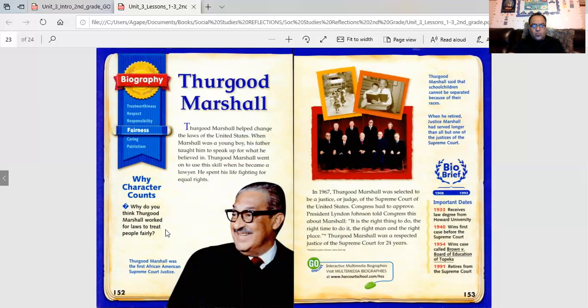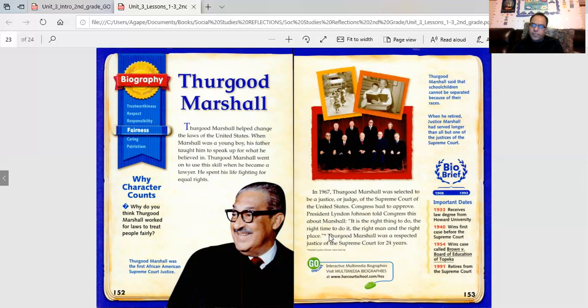Why do you think Thurgood Marshall worked for laws to treat people fairly? Reading that: Thurgood Marshall was the first African American Supreme Court justice. In 1967, Thurgood Marshall was selected to be a justice, or judge, of the Supreme Court of the United States. Congress had to approve. President Lyndon Johnson told Congress this about Marshall: It is the right thing to do, the right time to do it, the right man, and the right place. Thurgood Marshall was a respected justice of the Supreme Court for 24 years.